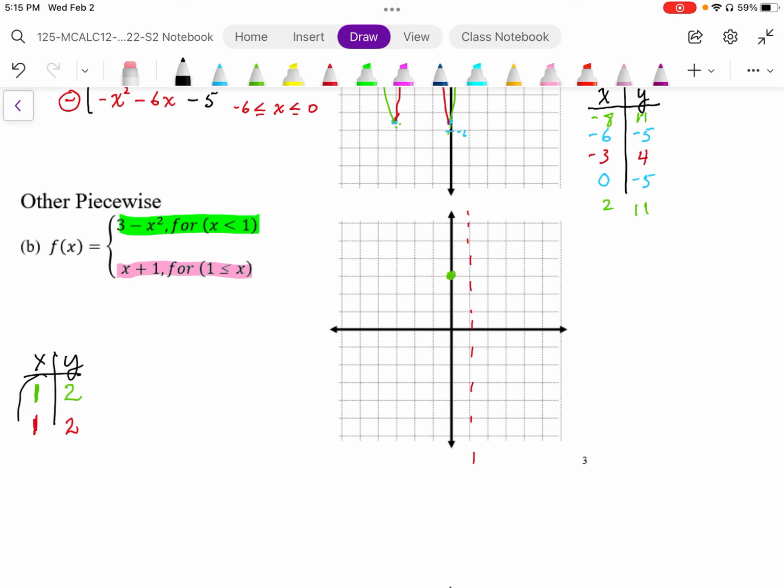These two coordinates match, so from the right-hand side and the left-hand side, they end up in the same position, which means it is continuous. So I'm going to draw my coordinate there. The parabola is going to join that black dot, and the linear function is also going to join that black dot, making it a continuous function.